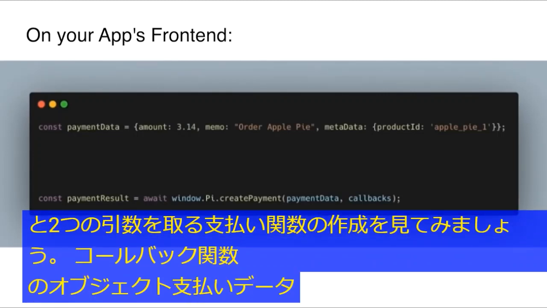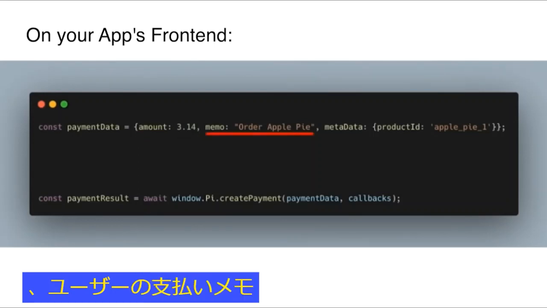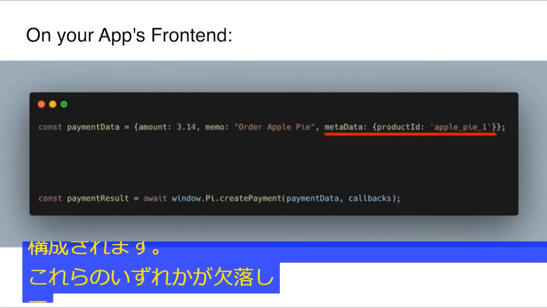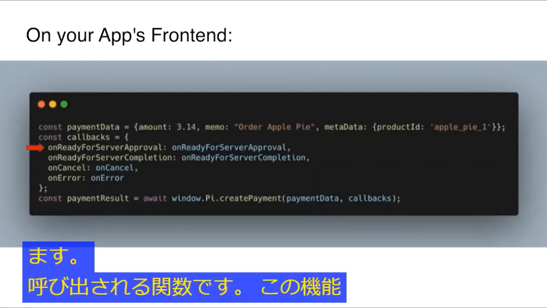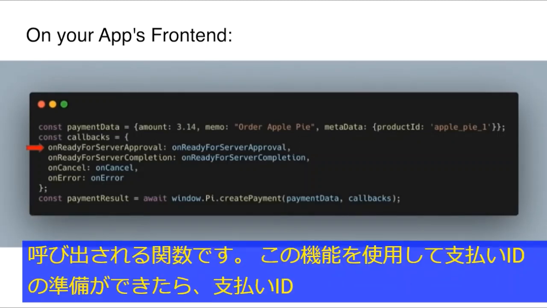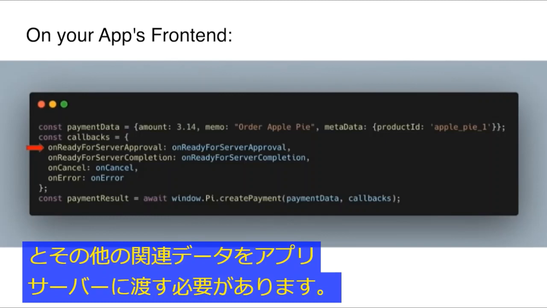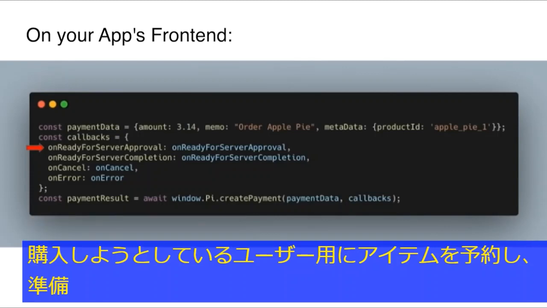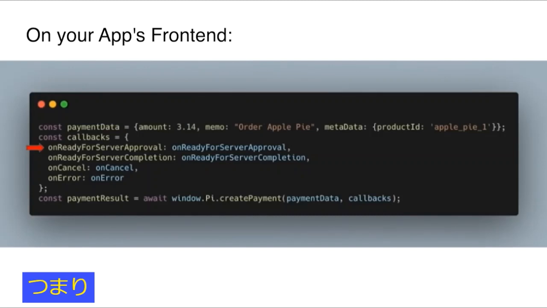The payment data object is comprised of 3 items: amount to be paid, memo for a user, and metadata for your own usage. If any of these are missing, you'll get an error. onReadyForServerApproval is a function that gets called when the payment ID is ready. Using this function, you need to pass the payment ID and other relevant data to your app server. Then on your server, you should reserve an item for the user who's about to buy it, and let the Pi server know that you are ready to proceed.